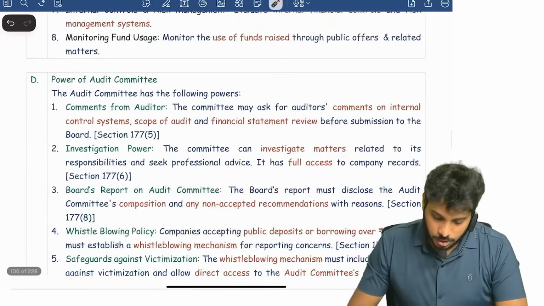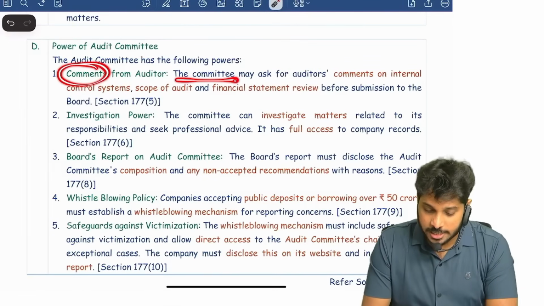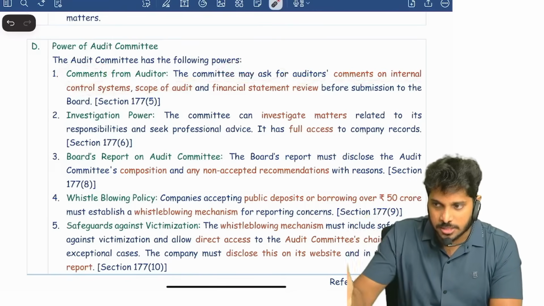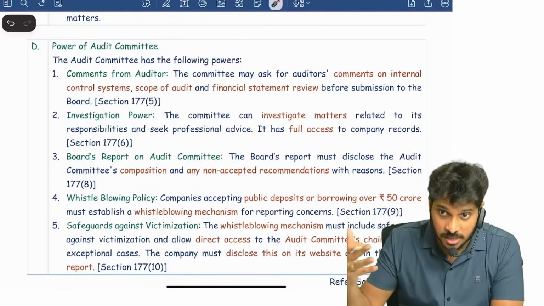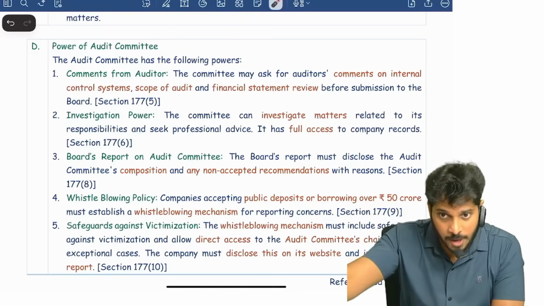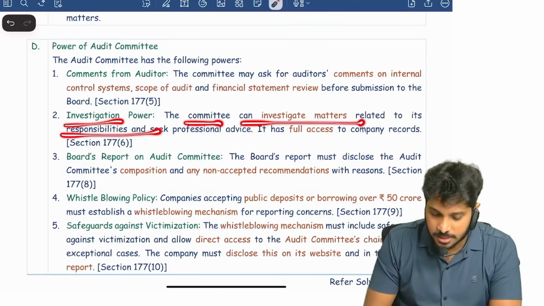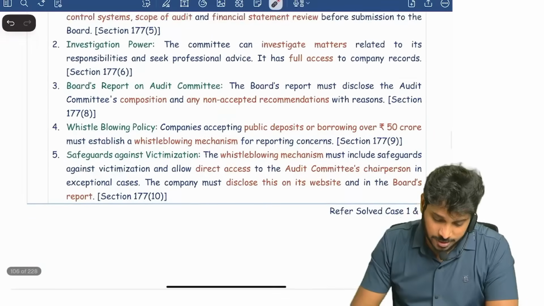Clear? Now, what are the powers of audit committee? Audit committee can ask for auditor's comments on various matters. The audit committee will tell the auditor, sir, please focus on so and so 10 issues, please give me a report on that. They have the power to get comments from the auditor on various matters. The committee can investigate matters related to their responsibilities, and they can take professional advice.